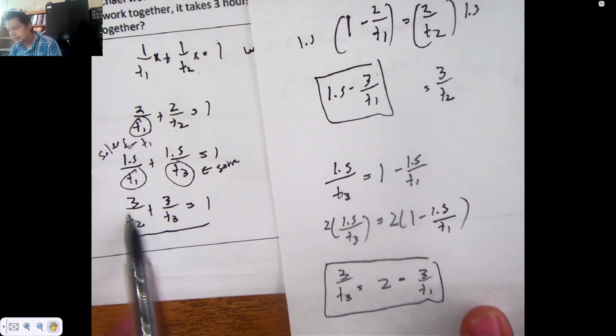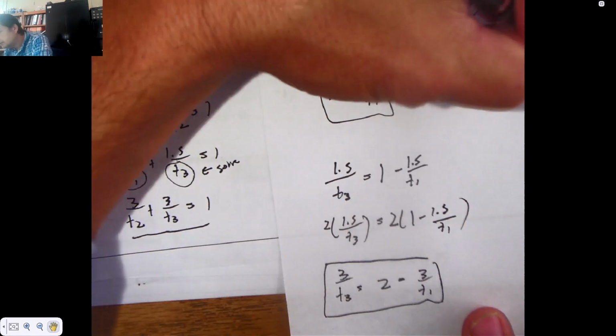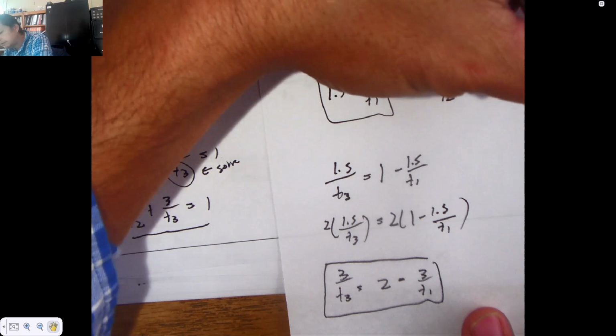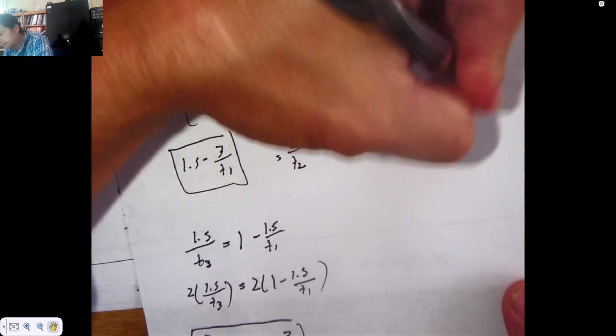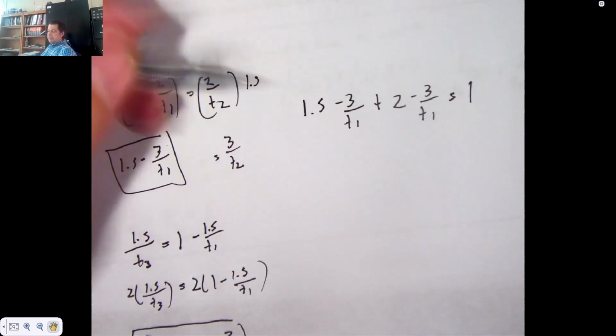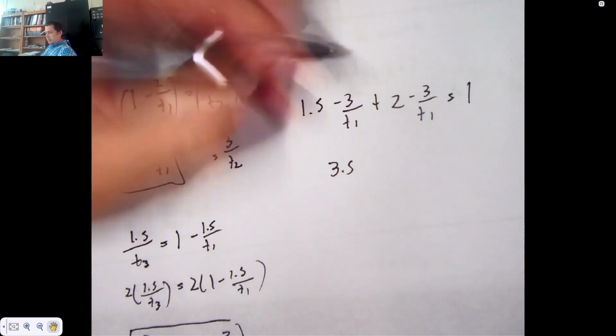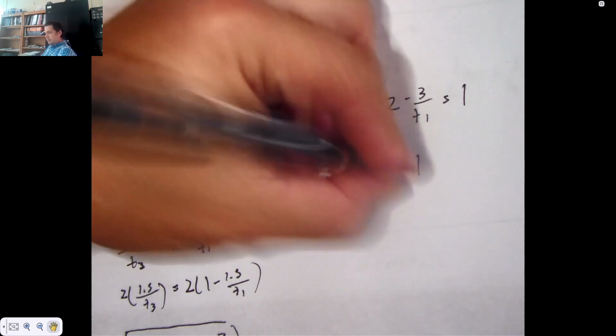All right? 3 over time 2 is 1.5 minus 3 over time 1, plus, because there's a plus, 3 over time 3 is 2 minus 3 over time 1. And we still have to equal 1. So I got this equation right here. God, that looked fun, didn't it? It was not fun. 1.5 and 2 makes 3.5. Negative 3 plus a negative 3 is negative 6. So minus 6 over time 1 is still 1.